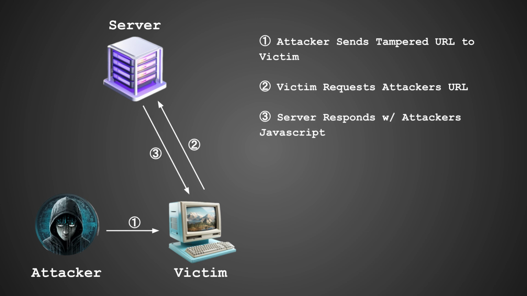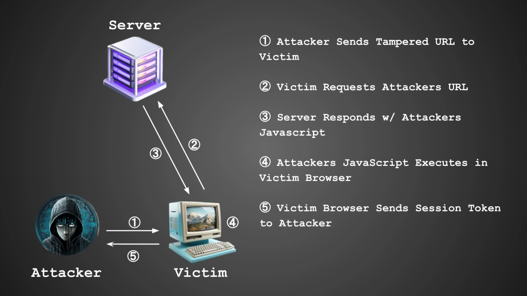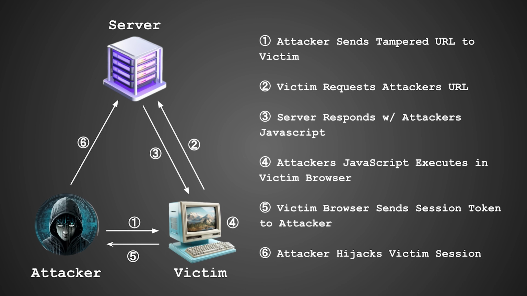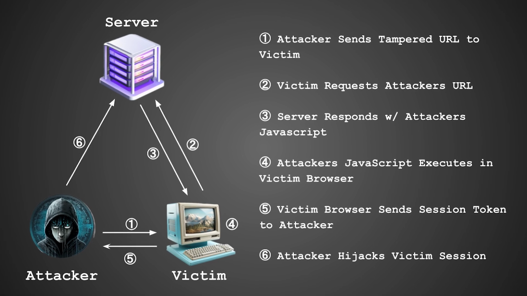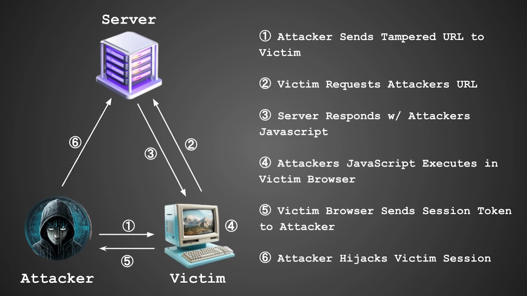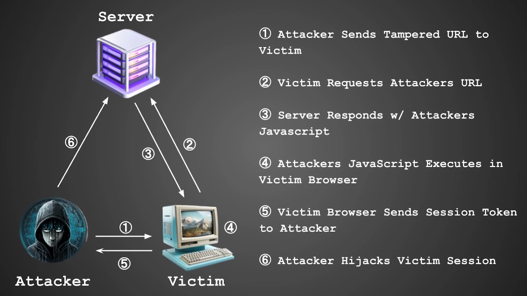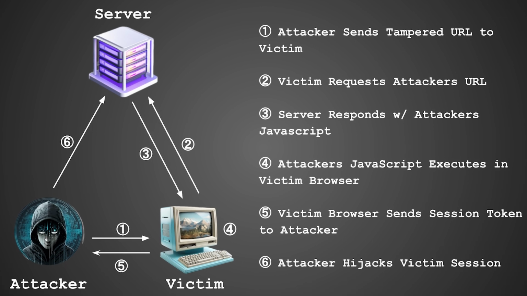The server then responds with the requested page, which now includes the attacker's JavaScript due to the compromised URL. Once the page is loaded in the victim's browser, the attacker's JavaScript executes, initiating the attack without the victim's knowledge. This executed script can perform various actions. In this example, it sends the victim's session token back to the attacker. With the session token, the attacker can now hijack the victim's session. This can give them unauthorized access to the victim's account, imitating the victim's identity.